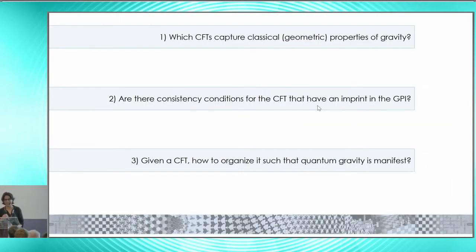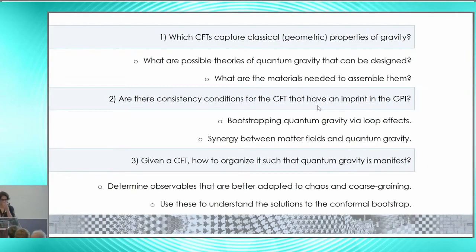So these were the three questions that I presented very quickly. And I put here underneath each of them either two aspects or two further sub-questions that I think will be interesting to pursue. And I hope members of this collaboration might find this fun to work on. So, done.